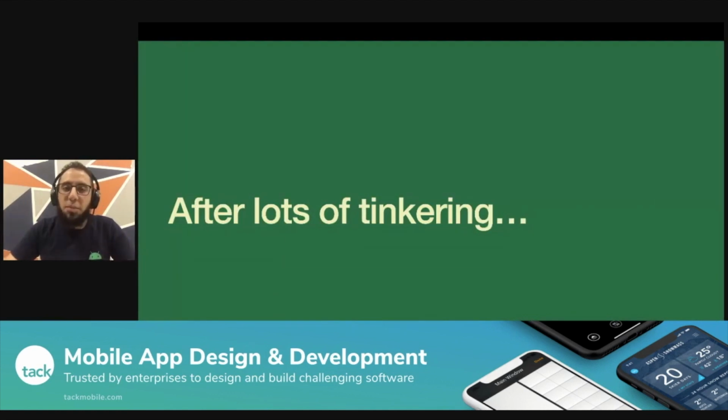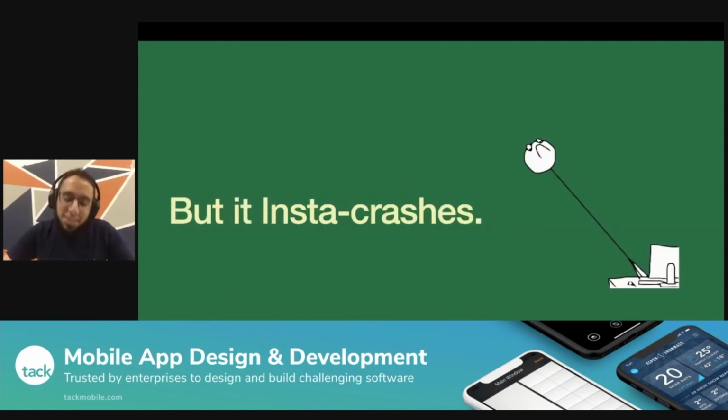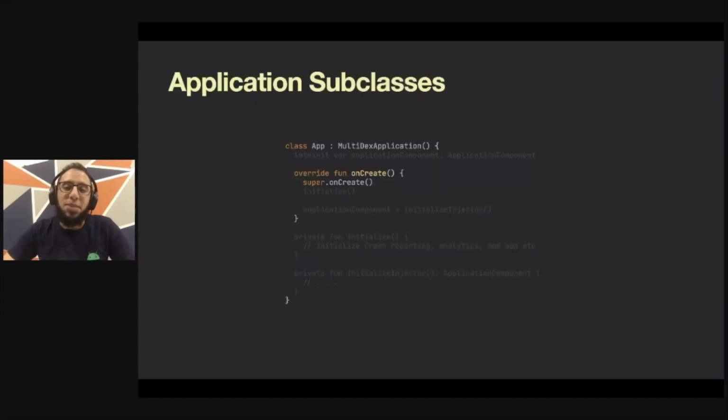So okay, we tinker with the manifest just to get it compiling, right? Because once you get it compiling, you're like, okay, there's hope, right? So I'm looking for that hope right now. So we tinker with the manifest and hey, it compiles, but it instantly crashes. So how come? Let's back up a second and talk again about the application subclass.